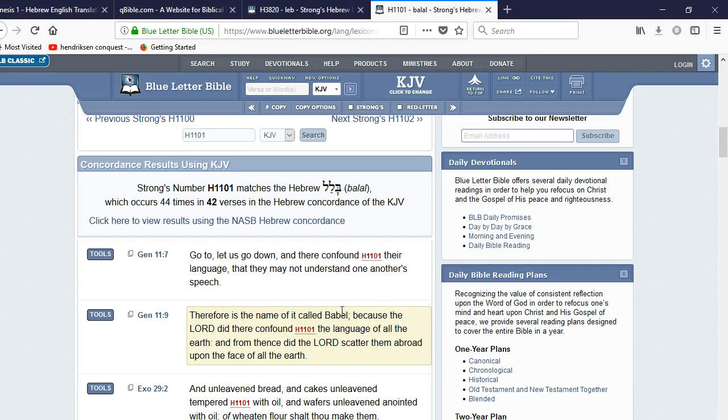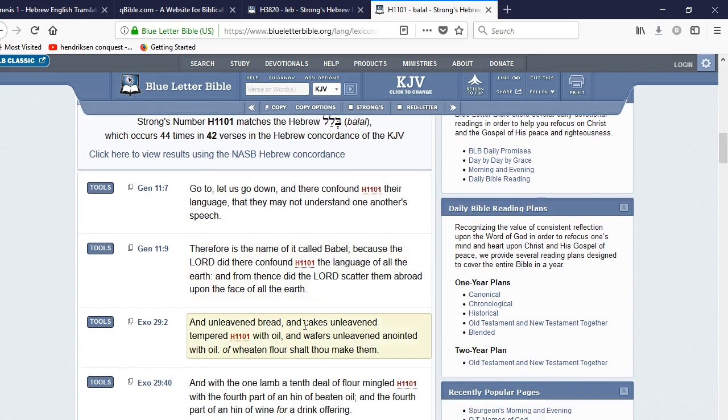It's really interesting the way that these Hebrew words are used together and how poetic it is, because you have Babel, which is confusion, and it's a double B with an L. I've got it listed right here. And then you've got Balal with the double L. But it's quite similar in ways. So in Genesis 11:7, go to, let us go down, and there confound their language. Balal, confound. In Genesis 11:9, therefore the name of it is called Babel, because Yahweh did there Balal the language.